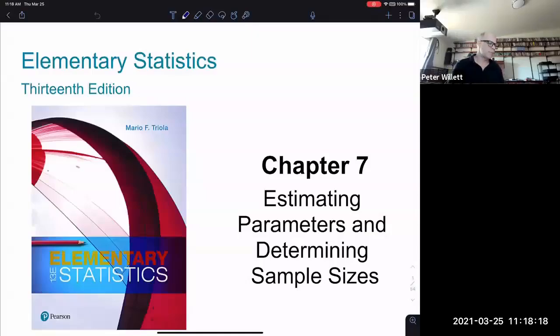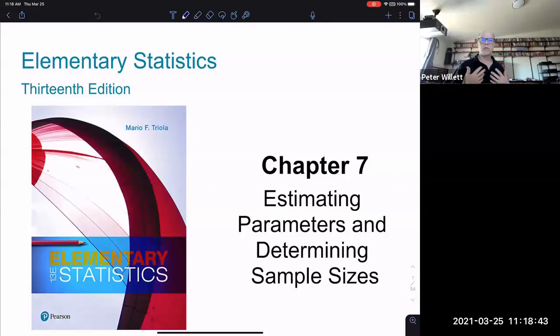Welcome to Chapter 7. We would like to now take a look at the first section in Chapter 7, 7.1. And this is a very significant step for us in Chapter 7. We're going to begin to actually use statistics and our statistical tools to make meaningful inferences about populations.